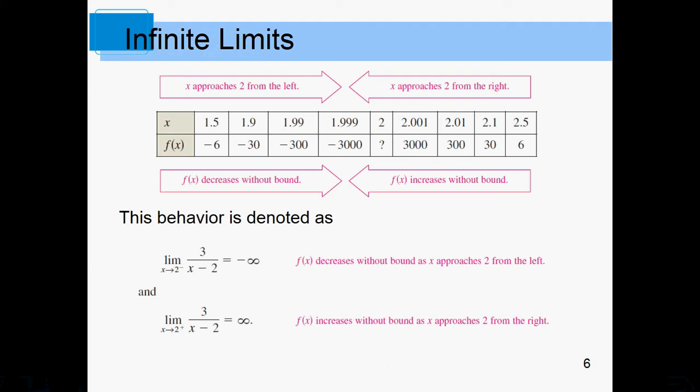Okay? So the limit as x approaches 2 from the left is negative infinity. The limit as x approaches 2 from the right is positive infinity. Okay? And what's the limit as x approaches 2? Does not exist, because one's going to positive infinity, one's going to negative infinity. That being said, what if I had a graph where the right-handed limit was going to infinity and the left-handed limit was going to infinity, both of them going to positive infinity? What would the limit be?